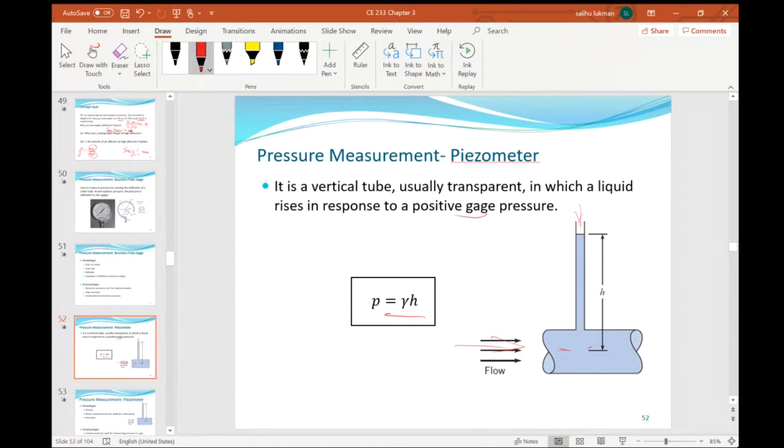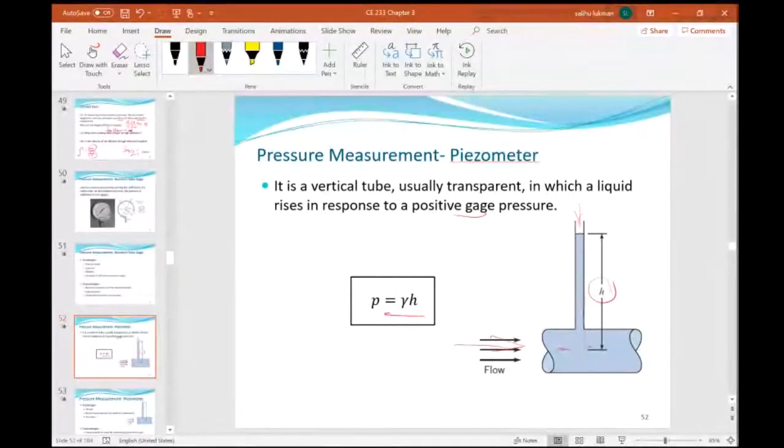Because the pressure here is what is responsible for pushing it up. So it depends on the height to which water or the fluid rises in the piezometer. You now use it to find the pressure acting.